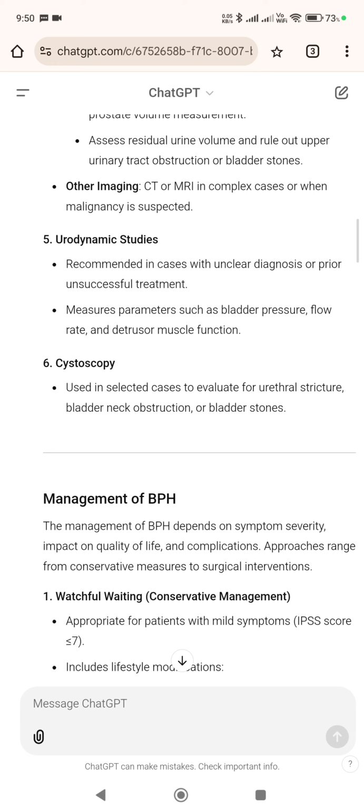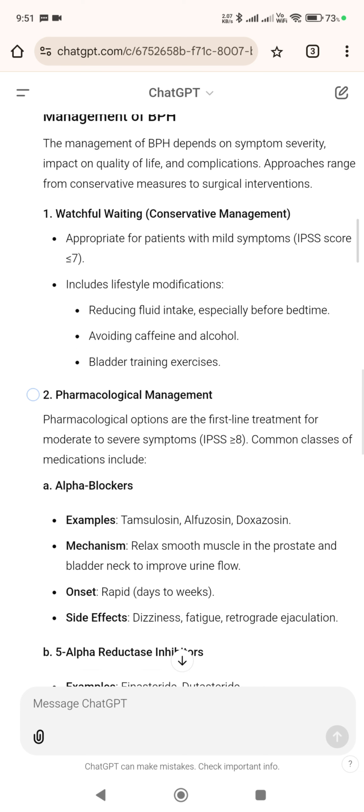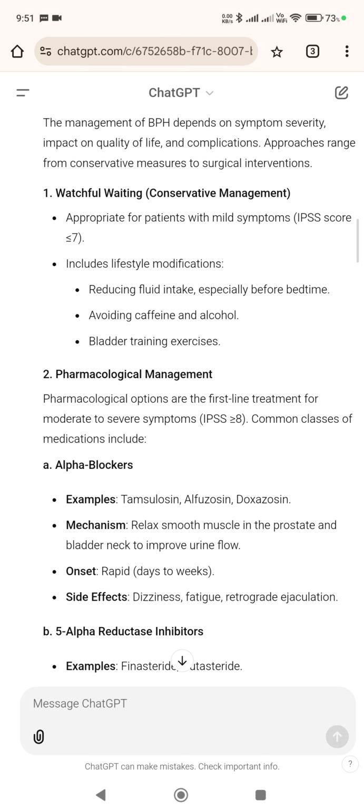Management of BPH. The management of BPH depends on symptom severity, impact on quality of life, and complications. Approaches range from conservative measures to surgical interventions. 1. Watchful waiting, conservative management. Appropriate for patients with mild symptoms, IPSS score less than or equal to 7. Includes lifestyle modifications, reducing fluid intake, especially before bedtime, avoiding caffeine and alcohol, bladder training exercises.